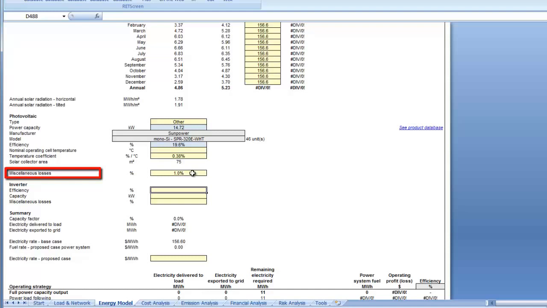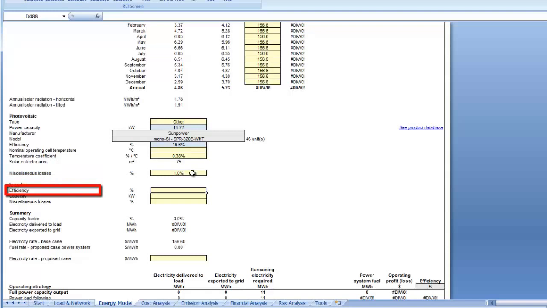Detailed loss estimates are generally performed as part of finalized system design. For our purposes, we will select a low value of around 1%, which should be appropriate considering the fact that there is no snow to deal with, no significant dirt, such as in urban environments, and the panels can easily be cleaned.